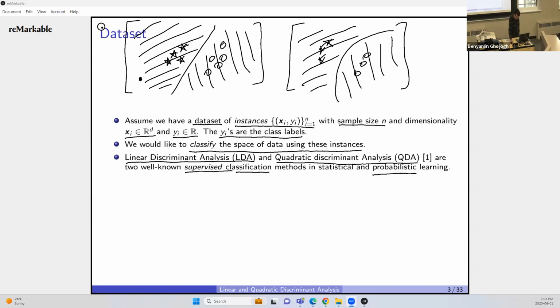We are going to talk about LDA and QDA. In LDA, the decision boundary is linear. In QDA, it's quadratic. Both of these classifiers partition the space of data into classes. LDA stands for linear discriminant analysis, and QDA for quadratic discriminant analysis.